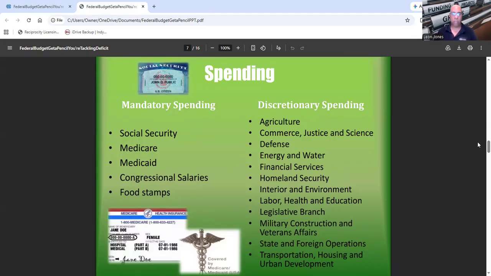Under spending, the mandatory spending, you have your Social Security. Well, you do have your Medicare. You have your Medicaid as well. And here's something I disagree with as well. Congressional salaries. Congressional salaries should go under discretionary spending.